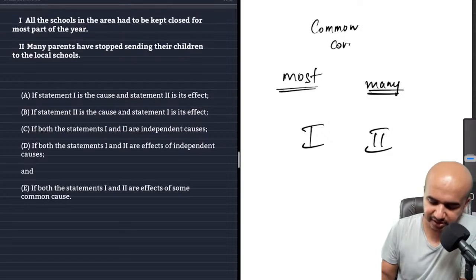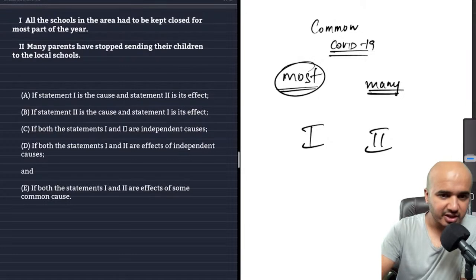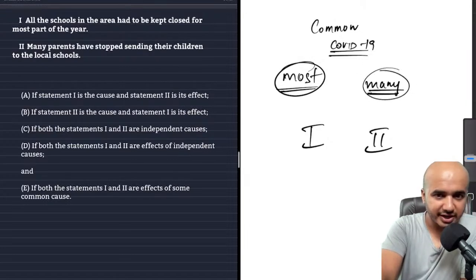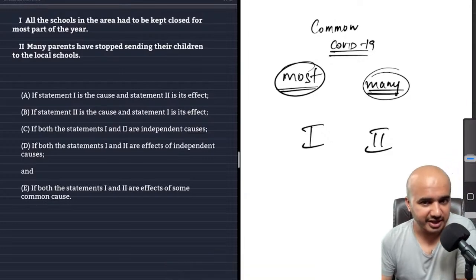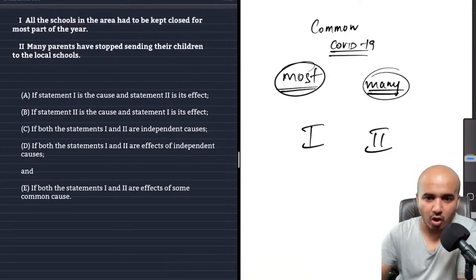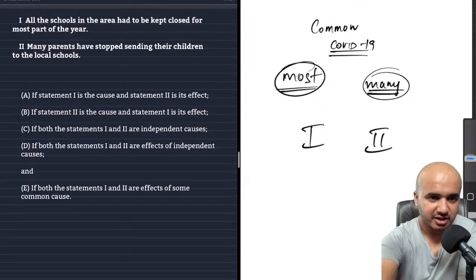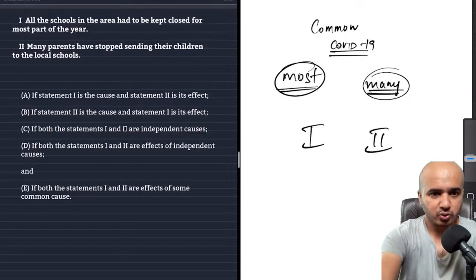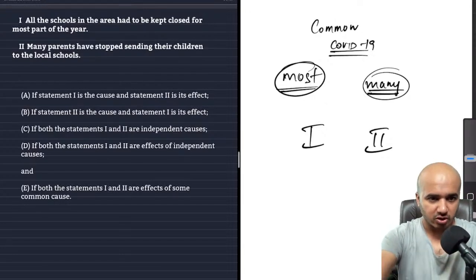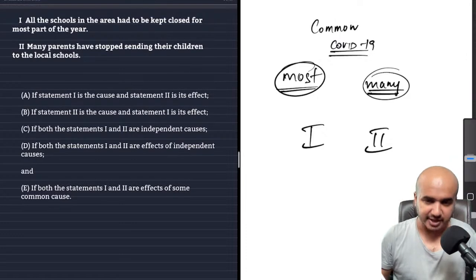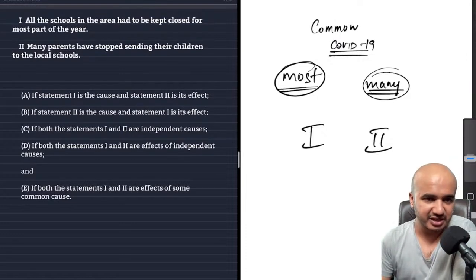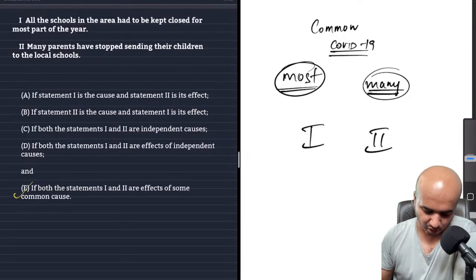Because of this, the schools and colleges had to be closed, and because of this, many parents were not ready to send their children to the school. When that is the case, we can easily select option E, which says if both the statements 1 and 2 are effects of some common cause, then select option E. So therefore, we can easily select option E in this case. Let's move on.